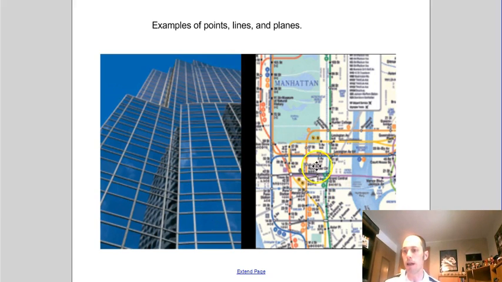If we're looking at a map, specific locations are points. Lines are connecting those points. Planes are the whole region of the map.